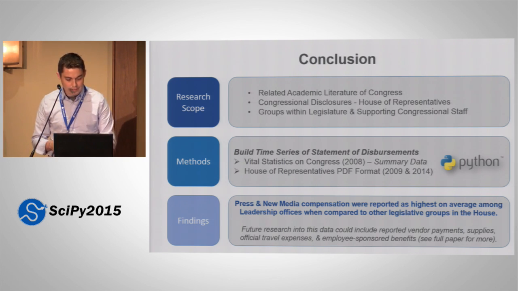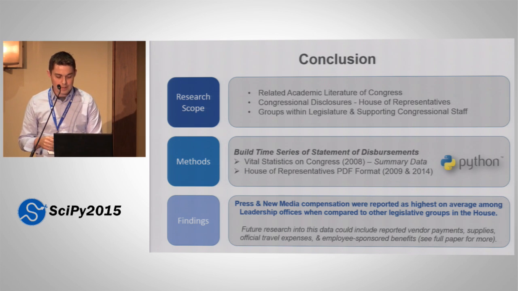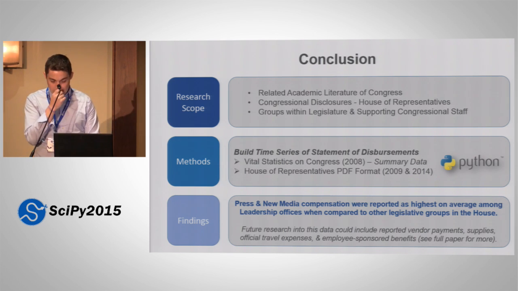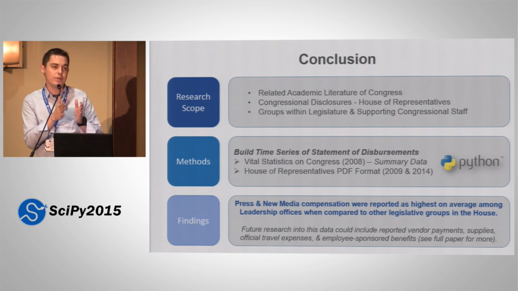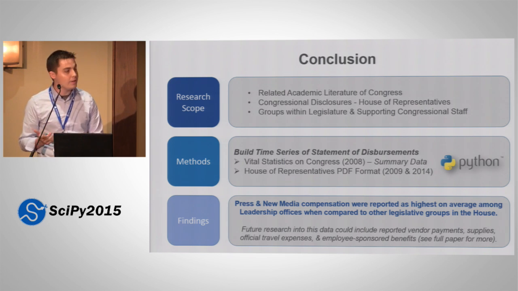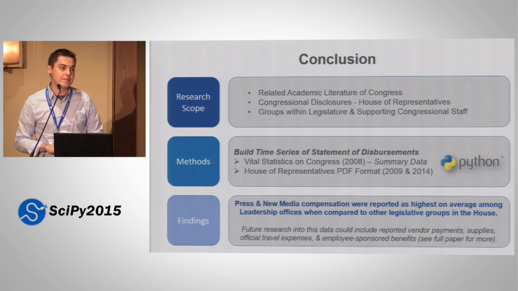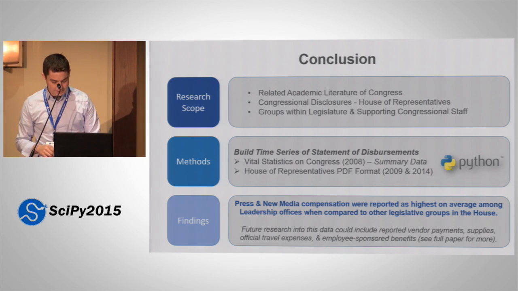So the findings were that press and new media compensation were reported higher on average amongst leadership offices when compared to other legislative groups like committees and personal offices. There's other information that's available in the House of Representatives. We only looked at a small portion. Some of the things that are there are vendor payments, supplies, official travel expenses, also made available through the statement of disbursements. I've got a full paper if you want to get an idea of what else is out there.